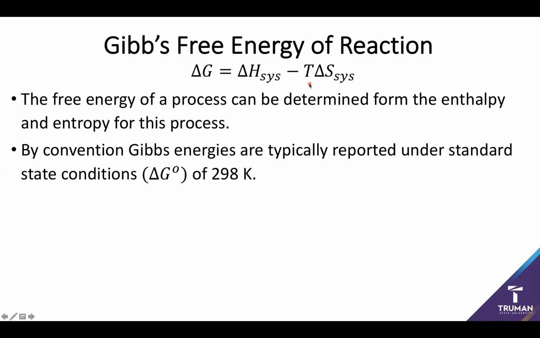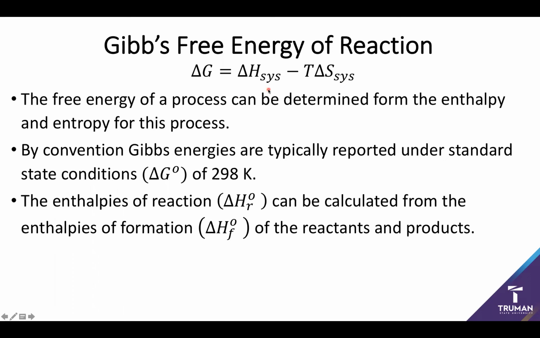So by convention, most of our Gibbs free energies are actually going to be reported under a standard state condition of 298 Kelvin or 25 degrees C. And it turns out, by convenience, this is often the temperature for which most enthalpy and entropy values are reported. So our enthalpy of reaction will essentially come from enthalpies of formation for the products and reactants. And again, products minus reactants.